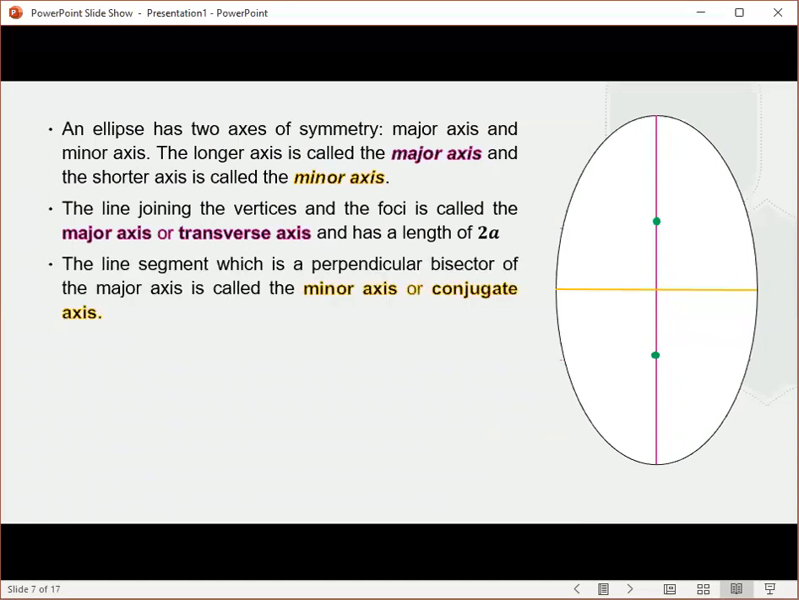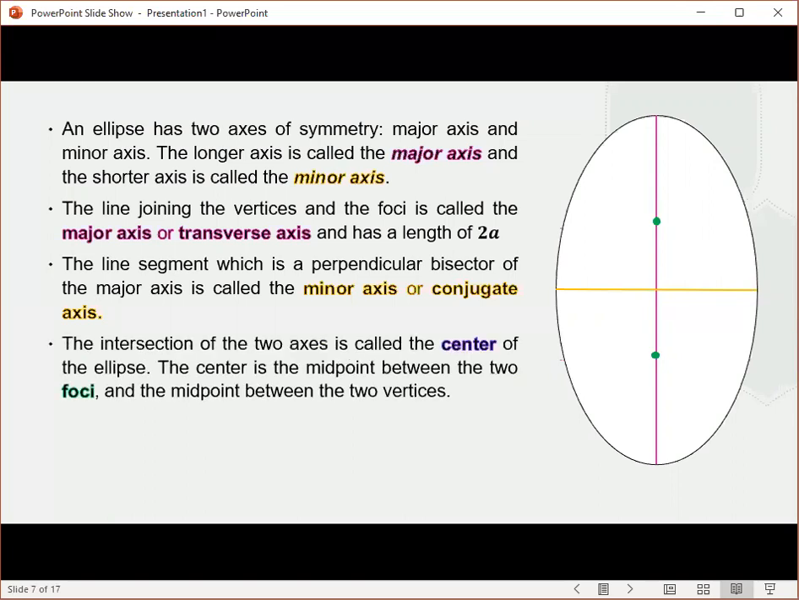Now, we also have here a line segment which is the perpendicular bisector of the major axis, called the minor axis or the conjugate axis. So perpendicular bisectors, as you can see here, the pink one and the yellow one are perpendicular. So we have here the shorter axis, which is in yellow, that is your minor axis, also known as the conjugate axis. When I talk about conjugate axis, I am referring to the shorter axis. When I talk about transverse axis, I am referring to the longer axis on your ellipse.